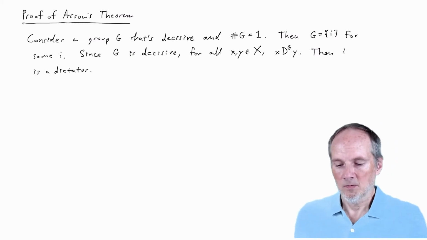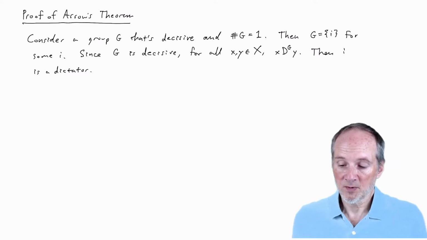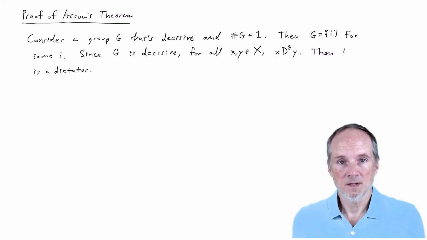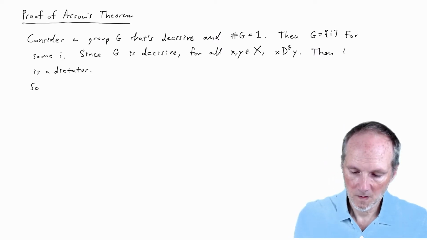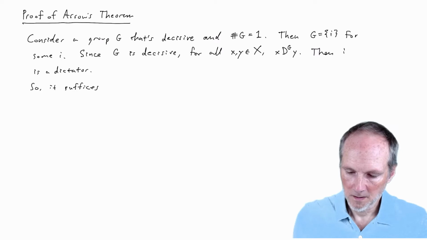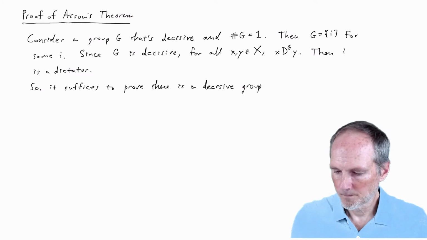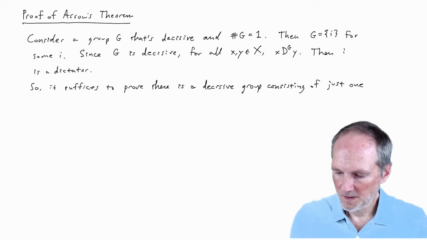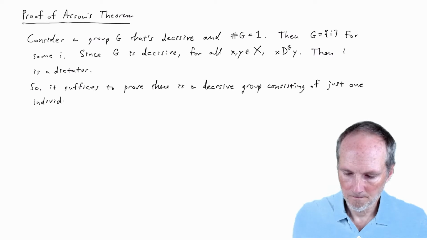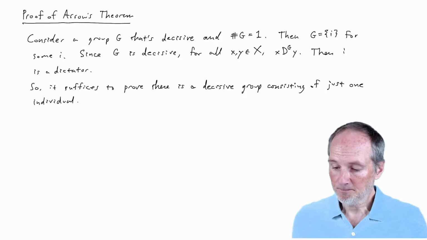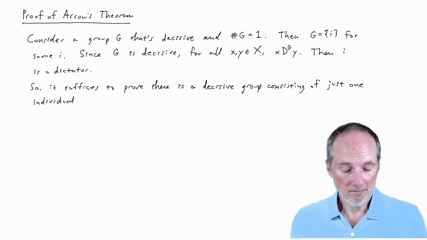All right, so the reason I'm pointing this out is because the structure of the proof, or the goal of the proof, is going to be to show, using these 3 axioms that we're assuming, that there is a decisive group that consists of just one person. So it suffices to prove there is a decisive group consisting of just one individual. Okay. All right, so now we're really pretty much ready to get going.